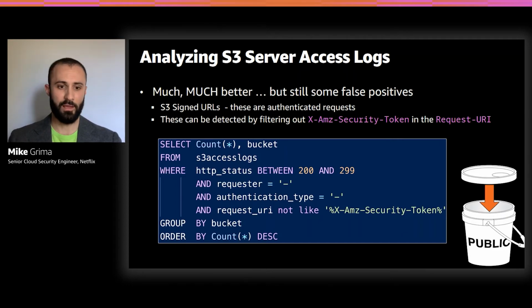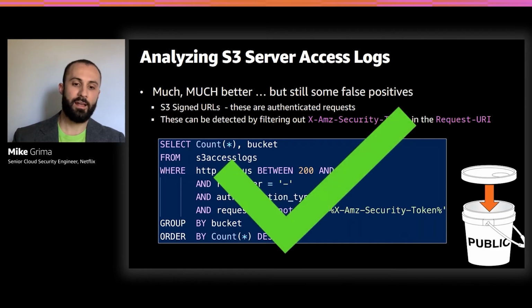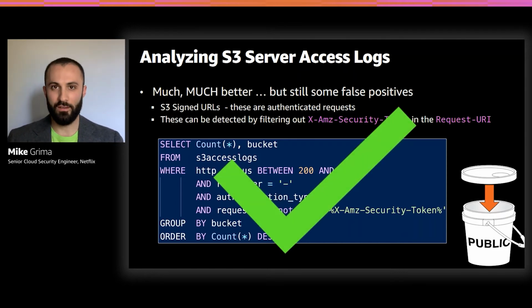So I don't want to have those in my logs. In which case, you can actually filter them out. If you look at the request URI field, you will see X AMZ security token in the string. So I updated my query to add a NOT LIKE for anything that has the X AMZ security token inside of it. Once I made this query and queried those results, I got back perfect results, exactly what I needed, which was just purely public data and nothing out of the ordinary. This is exactly what I want.